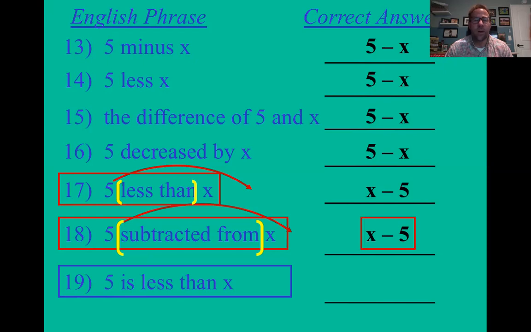And then number 19, 5 is less than x. Okay, so what's different between 19 and 17? Okay, correct, it's this word "is." So when we see this 3-word combo, that means something even different. 5 is less than x would be 5 is less than x.